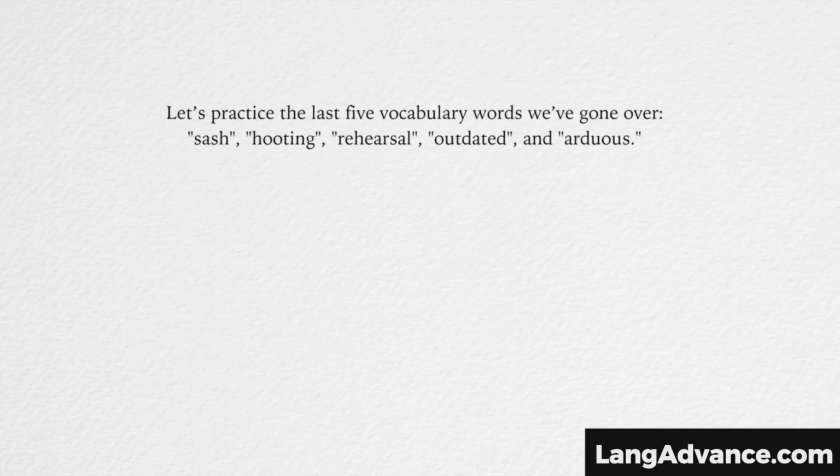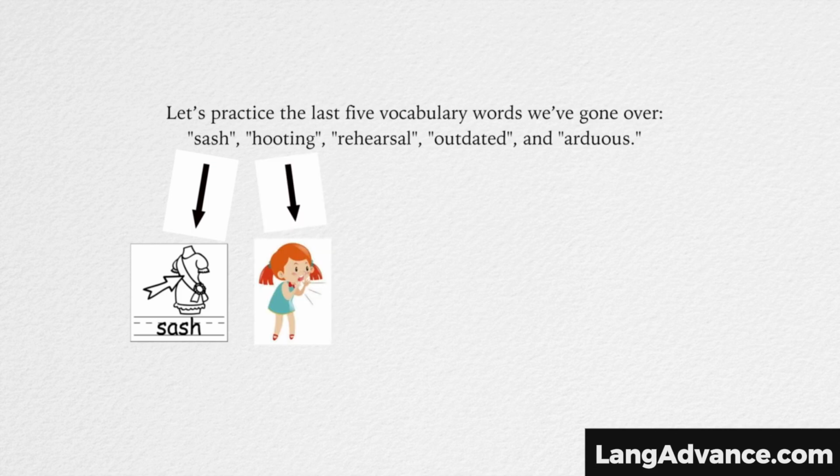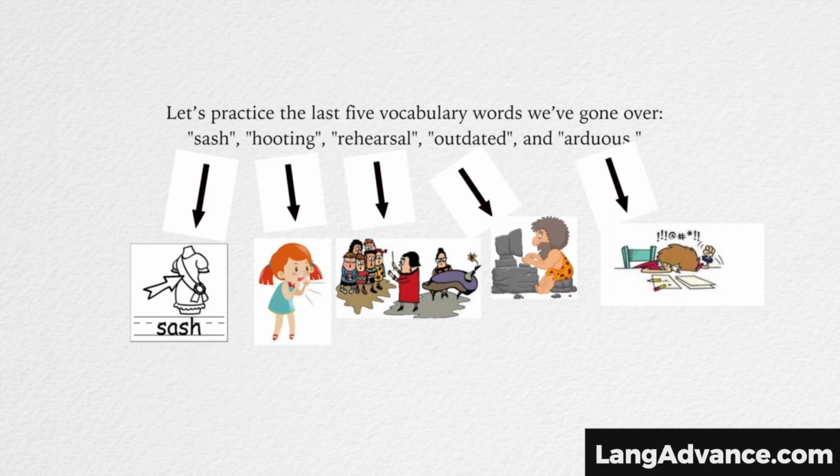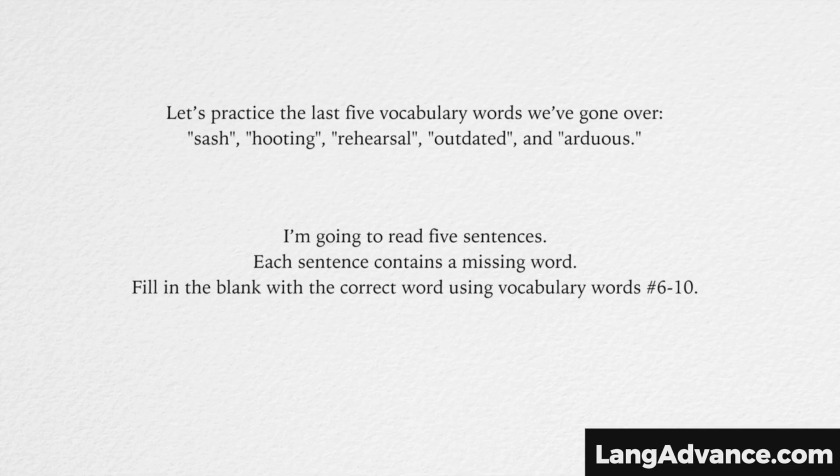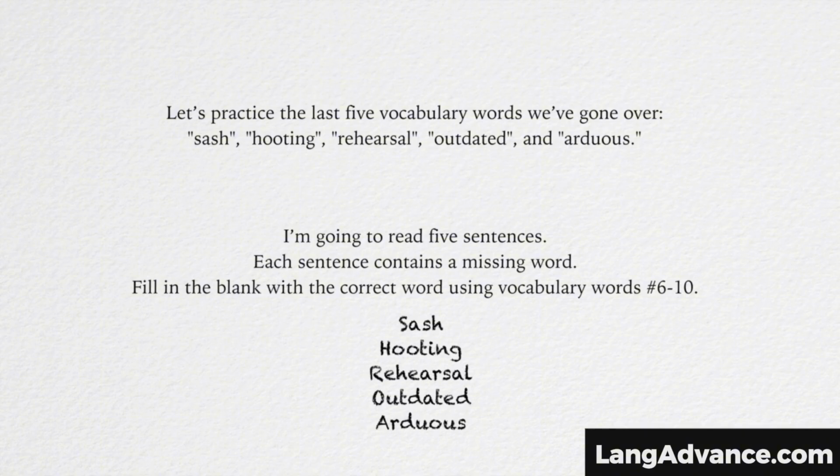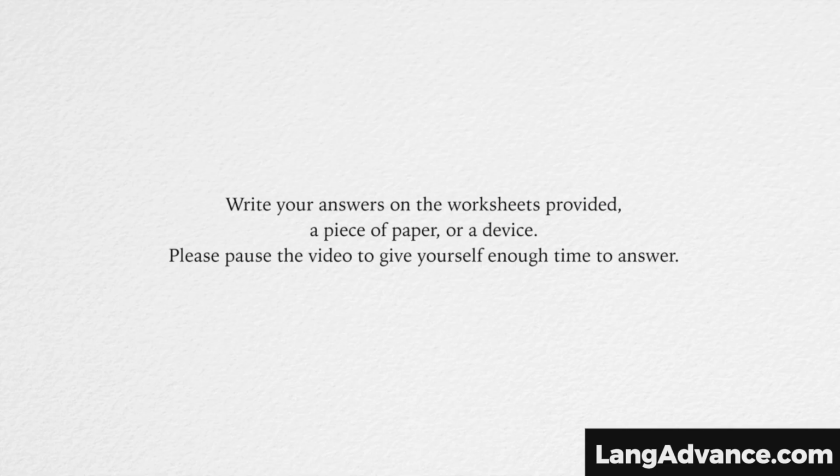Let's practice the last 5 vocabulary words we've gone over. Sash, hooting, rehearsal, outdated, and arduous. I'm going to read 5 sentences. Each sentence contains a missing word. Fill in the blank with the correct word using vocabulary words numbers 6 through 10. Write your answers on the worksheets provided, a piece of paper, or a device. Please pause the video to give yourself enough time to answer.